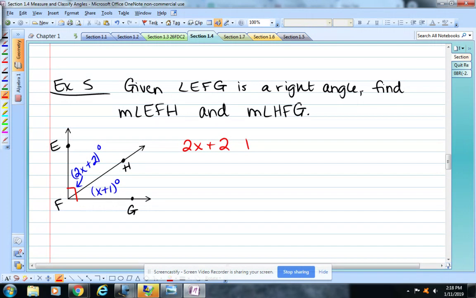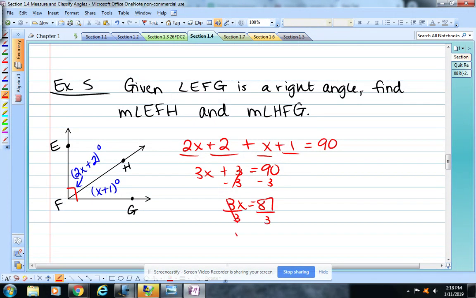2x plus 2 plus x plus 1 equals what? 90, because the whole thing equals 90. Little plus little equals big. So, add your x's. What's 2x plus 1x? 3x. What is 2 plus 1? Equals 90. How do I solve that for x now? And then 3x equals 87. Divide by 3. X equals 29. Good.